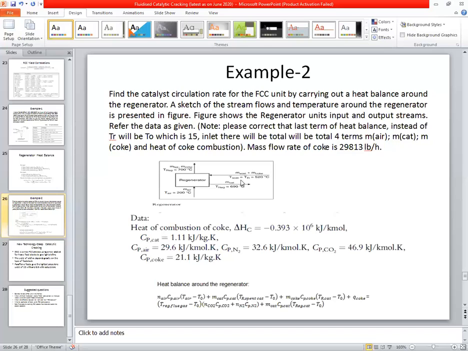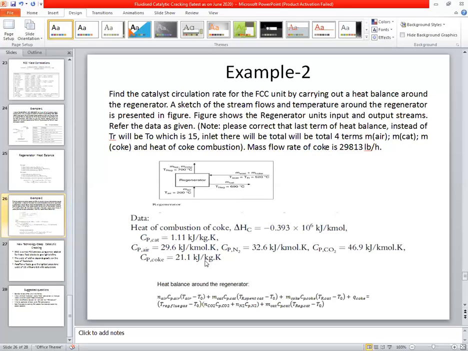The outlet from the regenerator is MCAT, the regenerated catalyst after the coke combustion. The regenerated catalyst temperature is 690, and it enters the reactor. So how many streams are entering? One is air, one is spent catalyst, another one is coke. These are the three entering streams. The outlets are the flue gas and the regenerated catalyst going from the regenerator to the reactor.